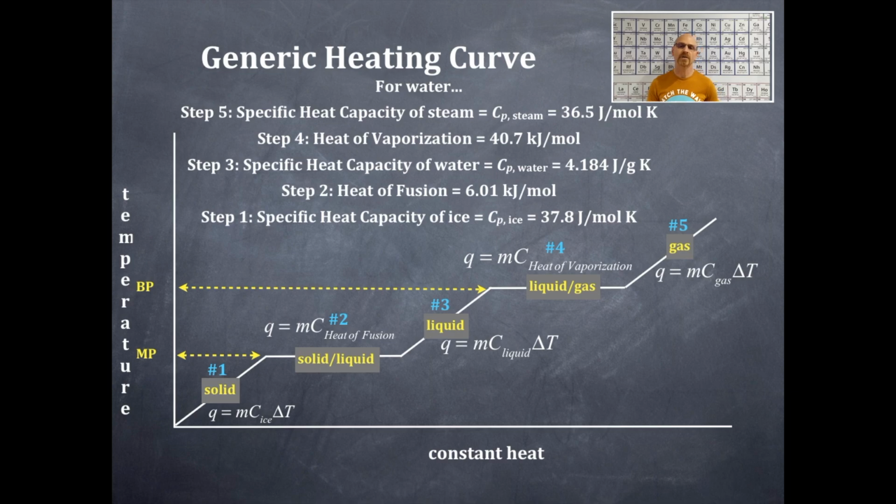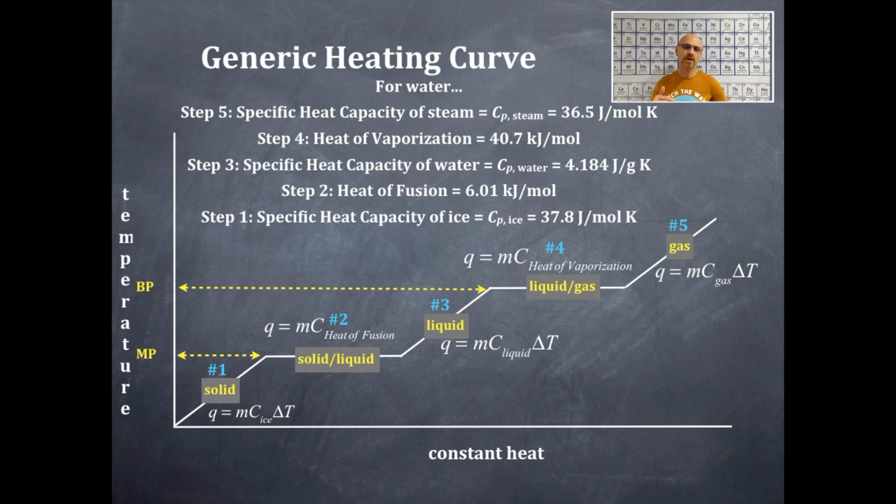So I'm going to give you the constants here for water. Now I'm going to start at the bottom where it says step 1. The specific heat capacity for ice, the Cp for ice, is 37.8 joules per mole Kelvin. Notice that there's a temperature term in this constant. That's because there is a change in temperature at step number 1. Step number 2, there is no change in temperature. It's a complete horizontal line, and that's why this constant, the heat of fusion, at 6.01 kilojoules per mole, has no temperature term in it.